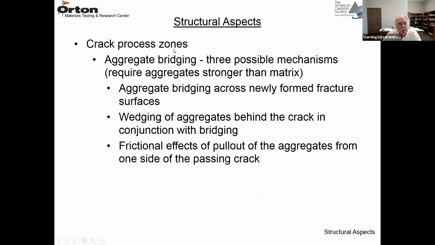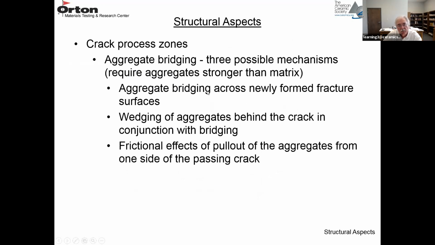So, crack process zones, aggregate bridging. There's different ways you can do this. So there's at least three possible mechanisms, and they all require aggregates that are stronger than the matrix, and that's typically the case in refractories. You have fired aggregates in a weaker matrix. The matrix is the weakest point.